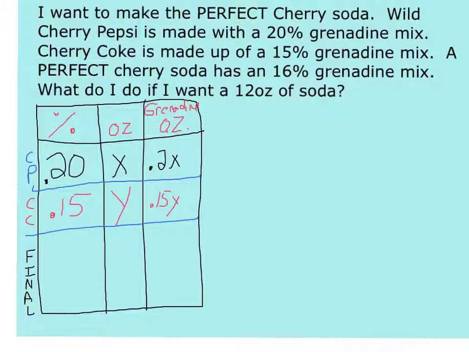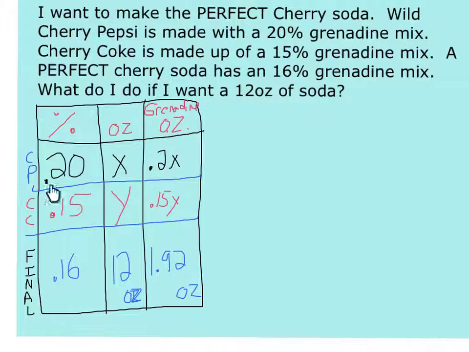Lastly, I call the last column the final column because my final soda, my 12-ounce soda, needs to go here. Now, what percent do I want that to be? The perfect soda is 16%. So I'm going to write 0.16 right here. And how many ounces do I need? I need 12 ounces. So I'm going to write that right here. And I'm going to get a calculator, and I'm going to multiply this by 12 to find out how many ounces of grenadine will actually be in that final soda. Well, the answer is 1.92 ounces.